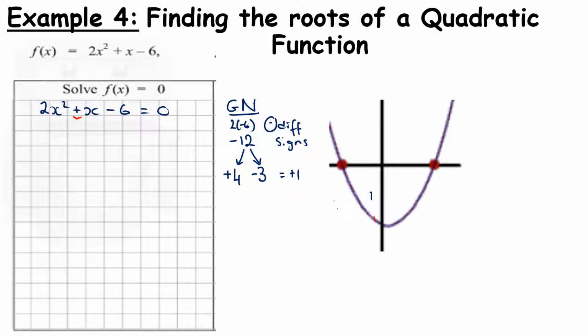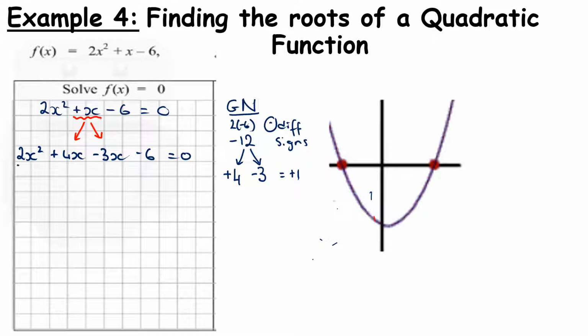Remember, the purpose of this is I'm trying to separate this plus x into two pieces so I can do grouping. So 2x squared plus 4x minus 3x minus 6 equals 0. At this point, I would suggest to you to double check, does plus 4x minus 3x give me plus x? A lot of times students make very silly mistakes with signs. Please double check at that point.